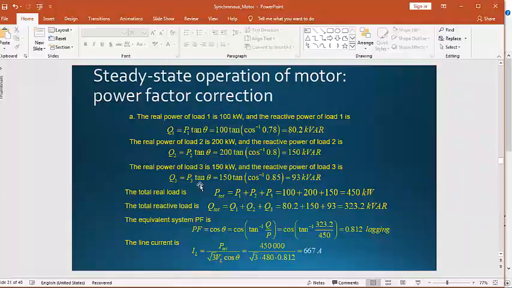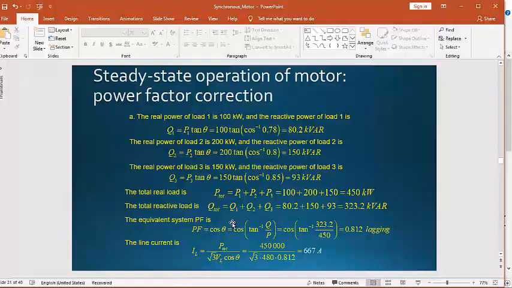And then Q3, considering case 1 operating at a lagging power factor, we had it to be 93 kVAR. Now we can find the total power. The total real power of load 1, load 2 and load 3 was 450 kilowatts in our previous slide. And when we sum up the reactive power of the three loads, we had a total reactive power of 323.2 kVAR.